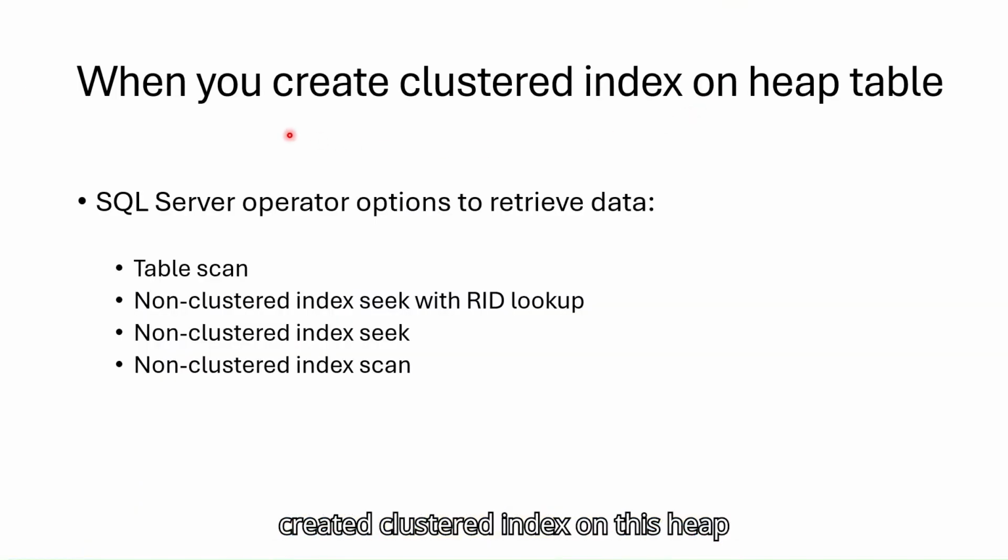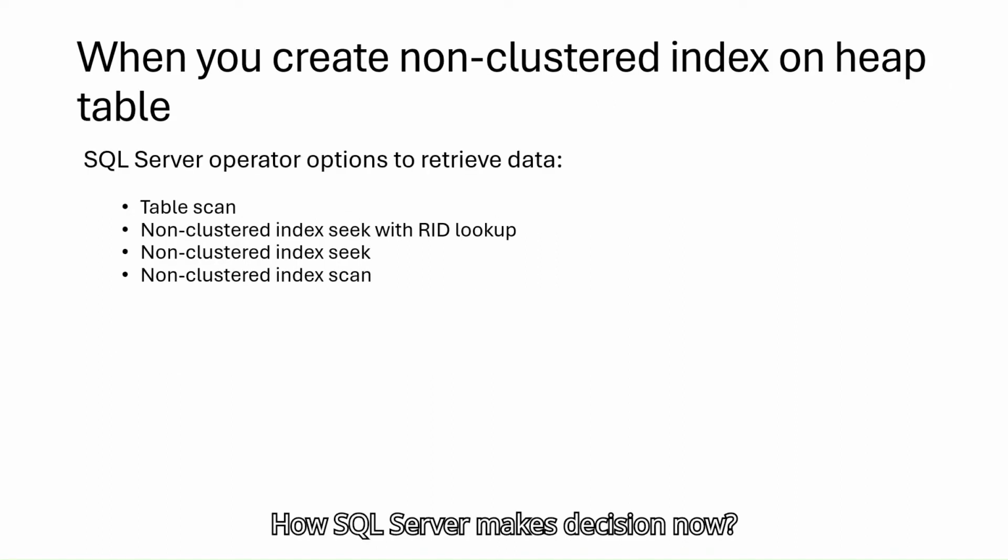Now, suppose we created a clustered index on this heap table. In this case, SQL Server has several options to retrieve data: table scan, non-clustered index seek with RID lookup, non-clustered index seek, non-clustered index scan. So, how does SQL Server make the decision now?